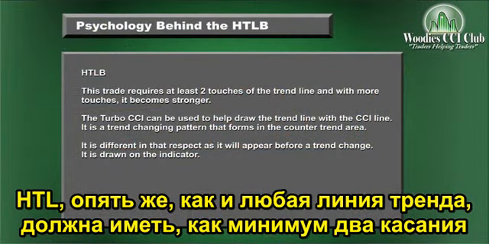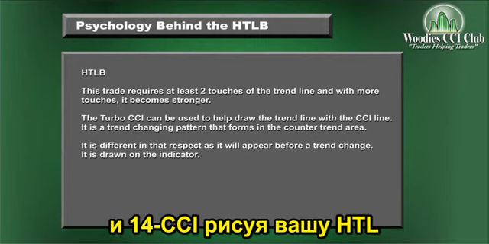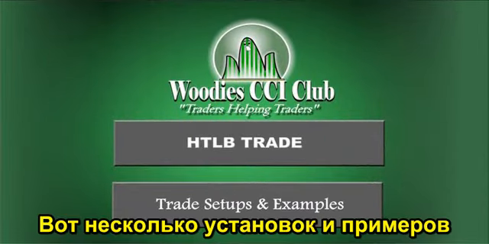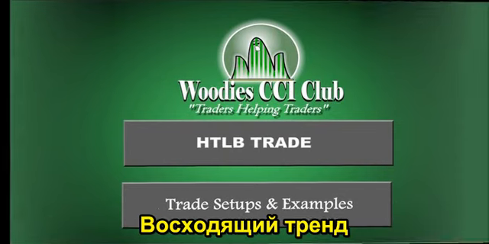The horizontal trend line, like every trend line, must have at least 2 touches. You also can use the turbo and the 14 CCI to draw your horizontal trend line. So here are some setups and some examples. Let's take a look at them.